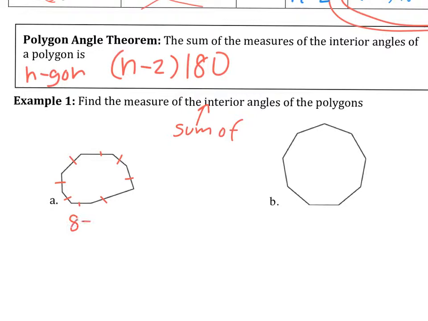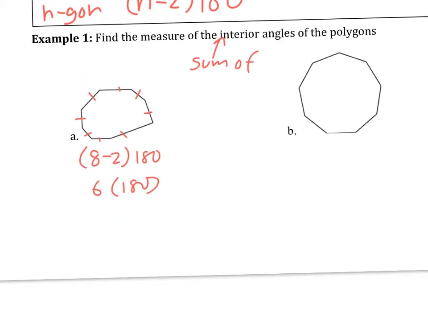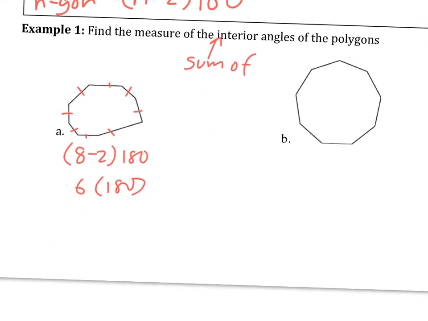So all I do is say 8 minus 2 times 180. So 6 times 180, but of course we could just do that in our head without writing that. That's ugly. So 1080 degrees.